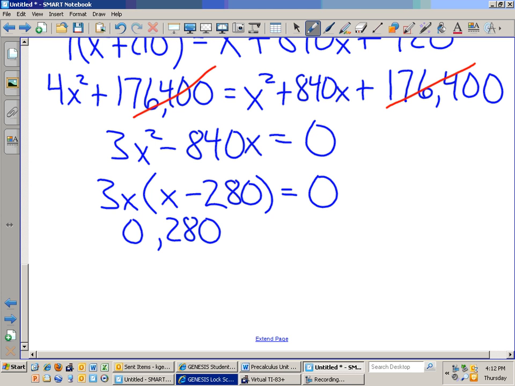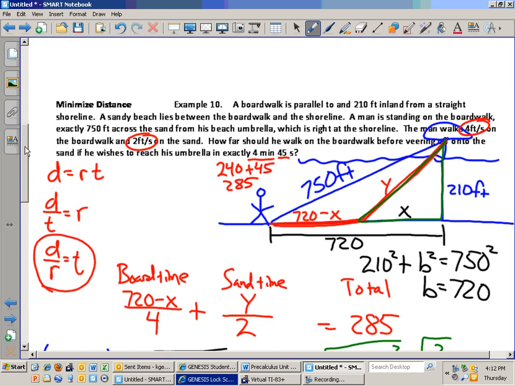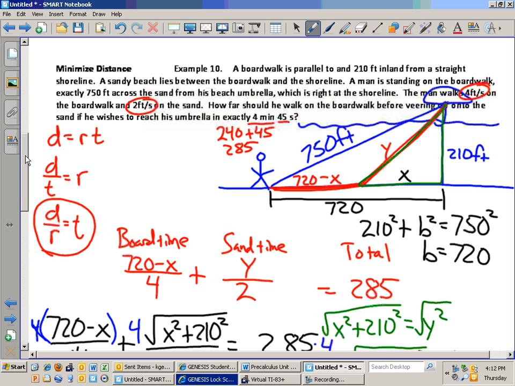We know that 0 is not the correct one. We can cancel it off because it takes more than 0 time. We created an extra solution. Our solution for x is 280. Let's go back to the problem and use it. The question is, how far should he walk on the boardwalk before veering off? Well, x is equal to 280 we solved for. So that means that the distance on the boardwalk, which I'll now mark in green, is equal to 720 minus that x value.